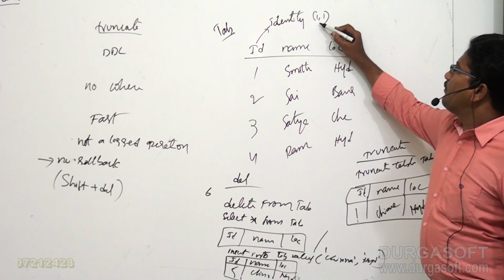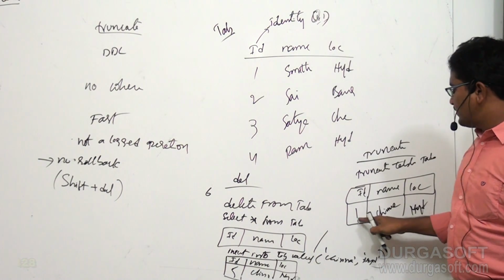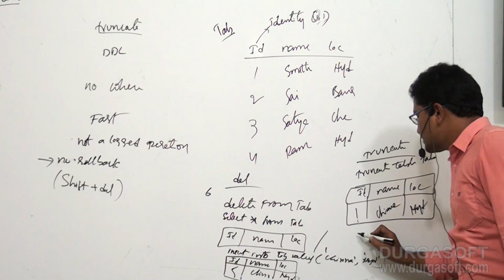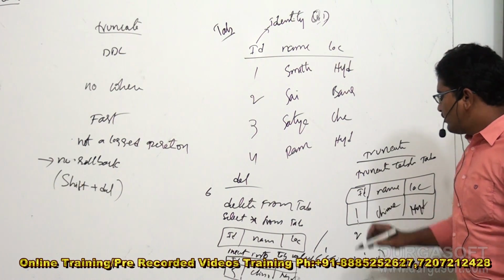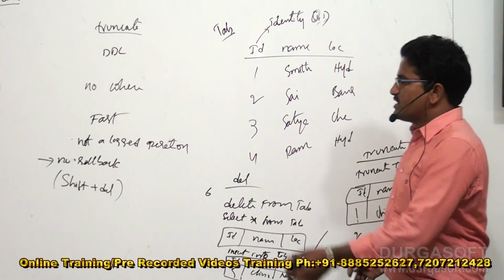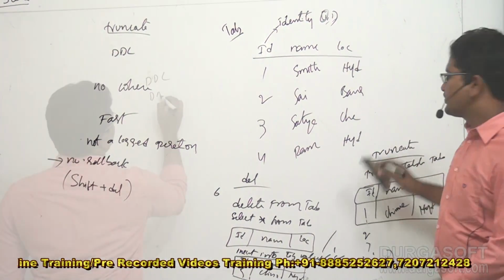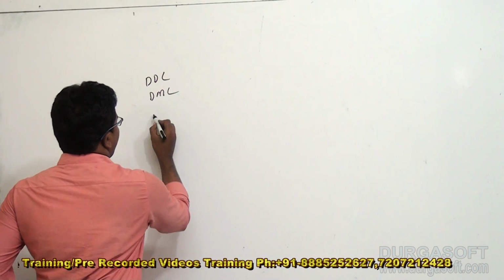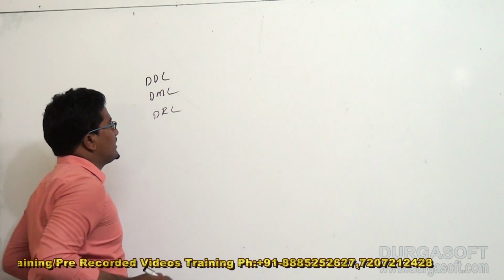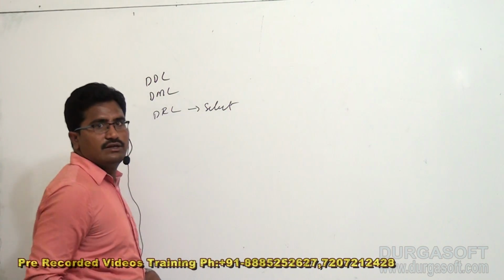Because here we used 1 comma 1, right? So the start value is 1. If we insert one more record, what happens now? It takes 2. Again one more record, it takes 3, like that. So these are some examples of the difference between delete and truncate. That was DML, right? Next one we have DRL.